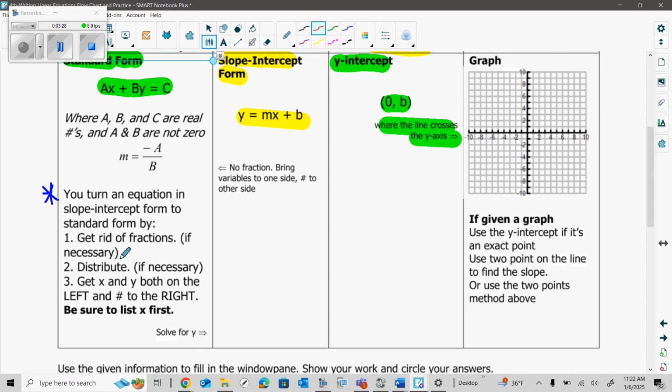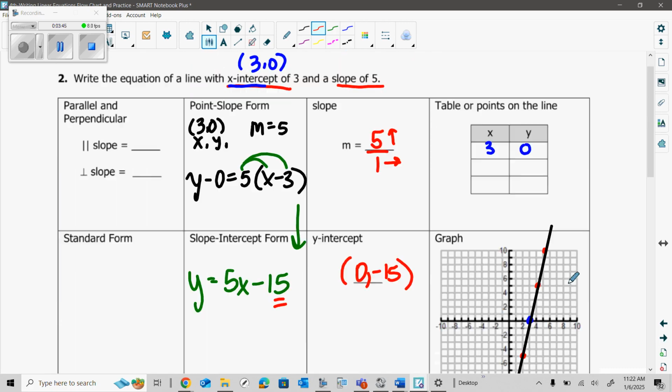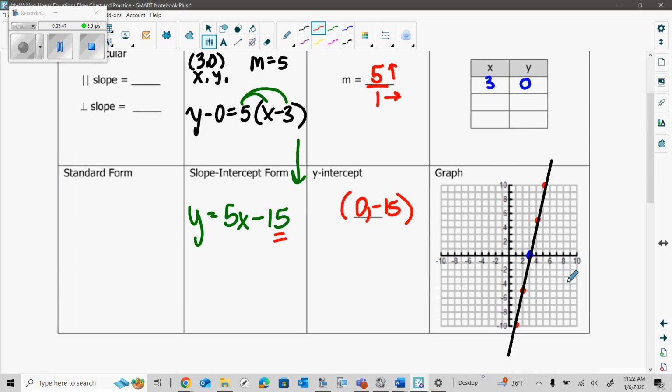Get rid of fractions. We do not need to do that. Distribute if necessary. We do not. We're on step 3. Let x and y both be on the left and the number on the right. Be sure to list x first. Okay, so that will help you here.